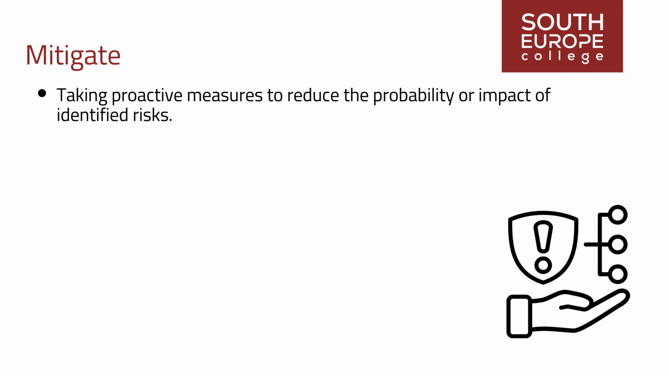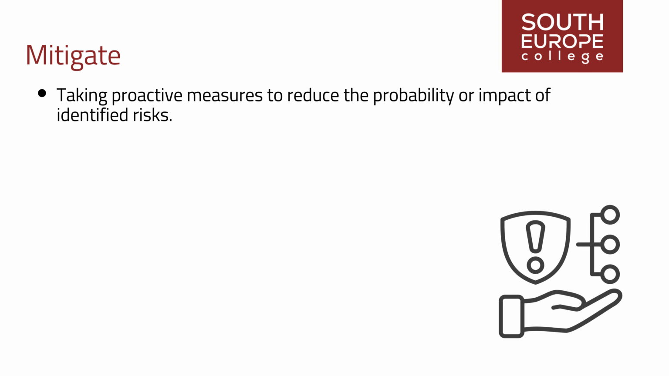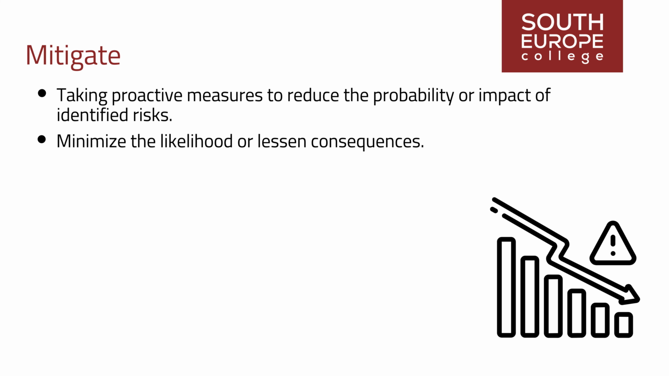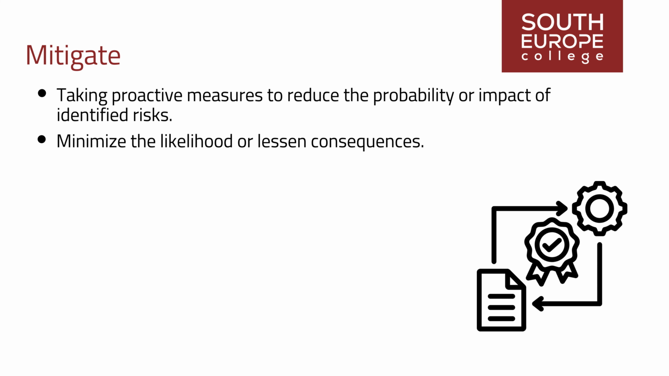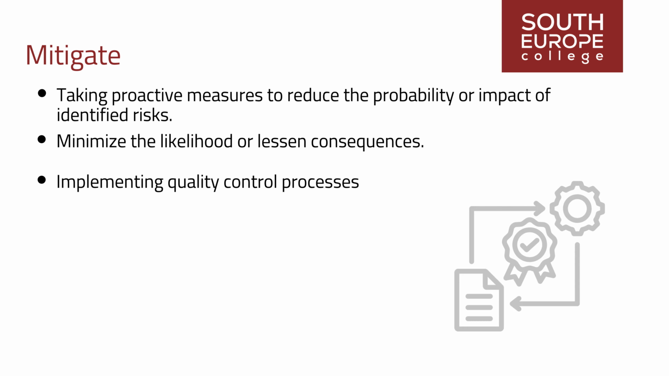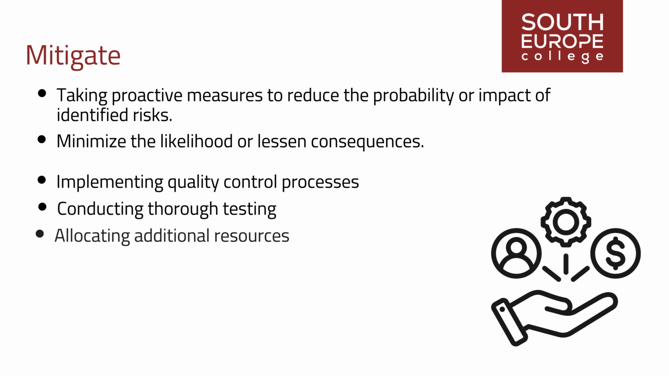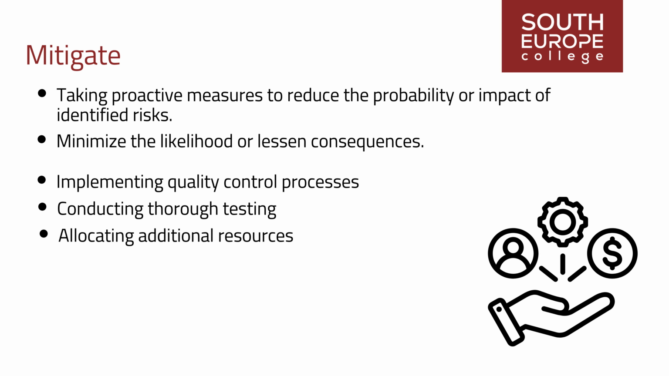Mitigation involves taking proactive measures to reduce the probability or impact of identified risks. It aims to minimize the likelihood of risks occurring or to lessen their potential consequences. Mitigation strategies may include implementing quality control processes, conducting thorough testing, or allocating additional resources to critical tasks.